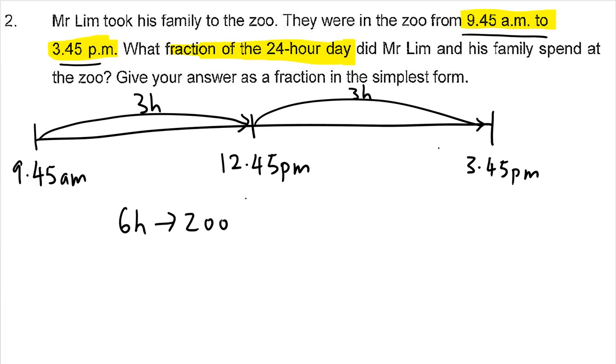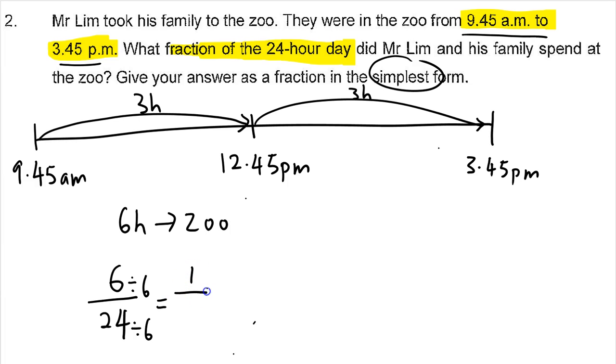Alright, now they're asking what fraction of the day you spent at the zoo. So you know that you spent 6 hours in the zoo, and in a whole day there are a total of 24 hours. This is actually your fraction. But that's not the final answer because you would like to express it in the simplest form. For that, find the common factor. You can divide them by 2 or by 6. For me, I would just take the shorter way, divide them by 6 straight away, and I get the answer 1/4. And this is your answer.